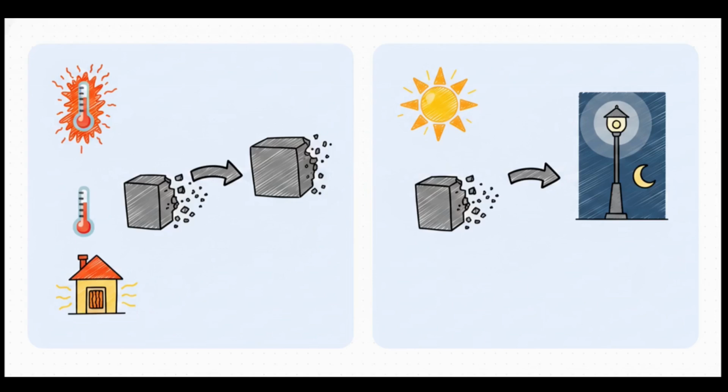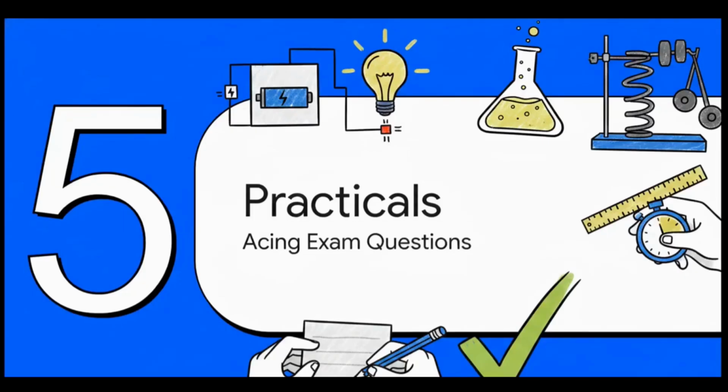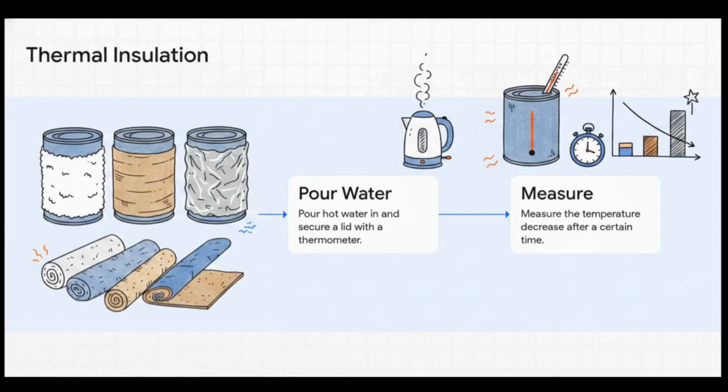Finally, Section 5, Acing the Required Practicals. For this final part, we're going to focus entirely on the exact, foolproof steps you need to bag full marks on your practical questions. First up is the thermal insulation practical. It's incredibly straightforward if you just list your steps cleanly.